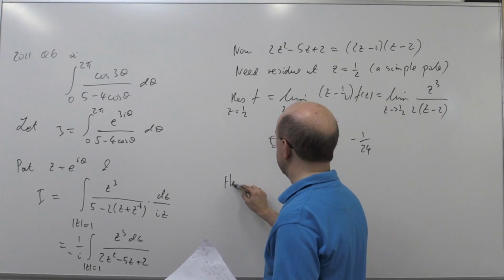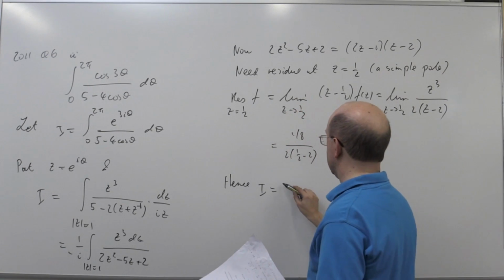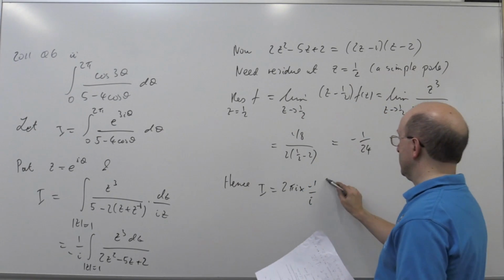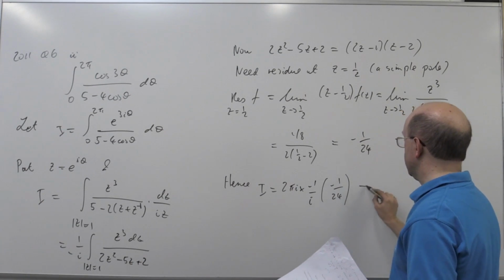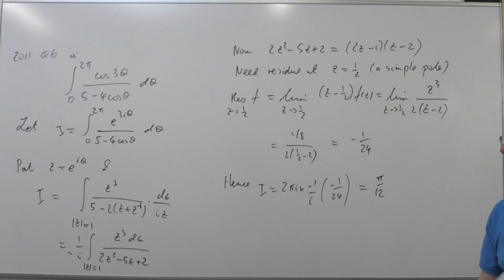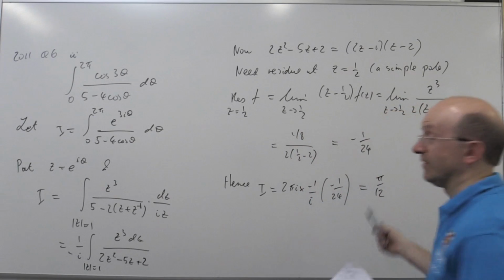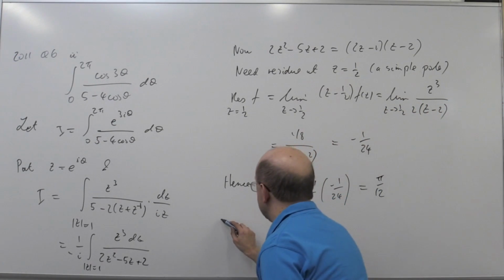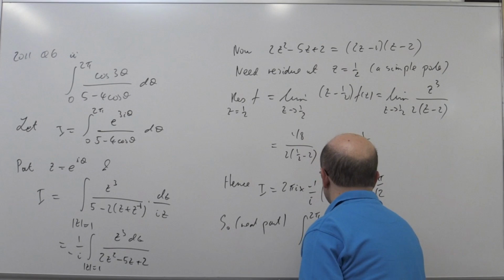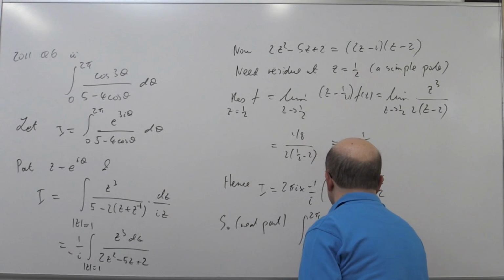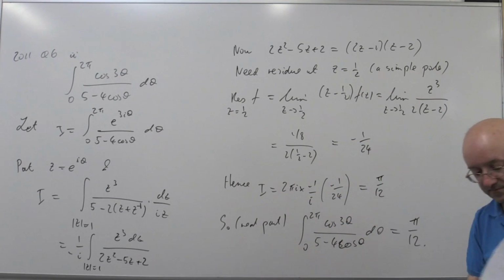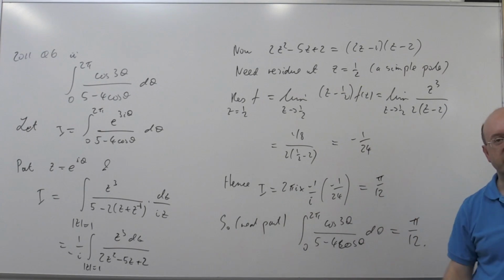Hence, my integral is 2 pi i times the minus 1 over i that I left at the front for convenience sake, times the sum of the residues. Well, there's only one. So that cancels, pi on 12. Take the real part. Well, it is real, so there isn't any work to be done there. So the real part: the integral from 0 to 2 pi of cos 3 theta over 5 minus 4 cos theta d theta is pi on 12. No need for any estimation argument, right? The whole thing just goes through.